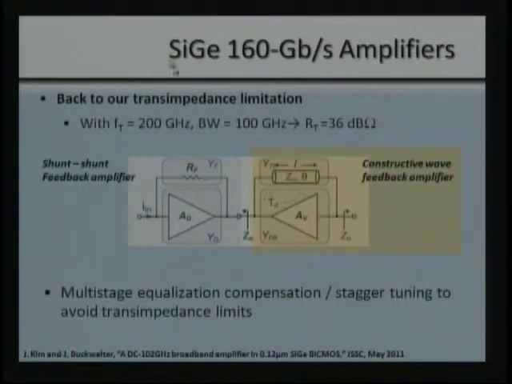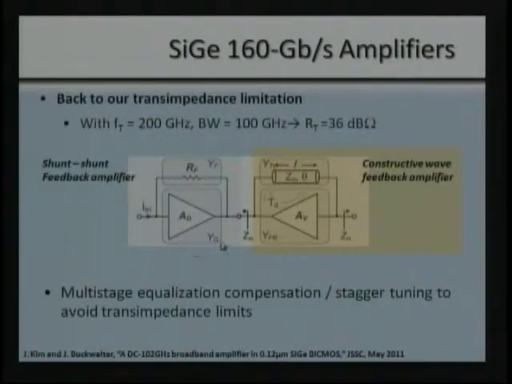This goes back to using a silicon germanium process, since we demonstrated the constructive wave amplifier with the silicon germanium process. We wanted to try to use this relatively low FT process to push the bandwidth of a circuit over 100 gigahertz. You would predict, based on these two numbers, that the transimpedance would be very low. Basically, we'd be limited to something under around 50 ohms of transimpedance.